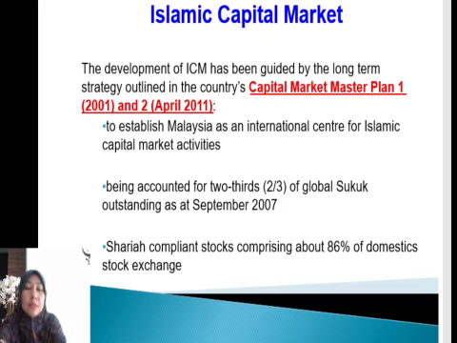So now, Islamic capital market. Just now we discussed conventional capital market. We have a bond and we have a stock, between a debt-based instrument and an equity-based instrument. So Islamic capital market. The development of Islamic capital market has been guided by the long-term strategy outlined in the country's plans. Basically, the capital market is under the purview of the Securities Commission, not the Central Bank of Malaysia. For sure, for Islamic capital market, the Securities Commission is under Bank Negara, but the Securities Commission is specialized to monitor the development and the practice of Islamic capital market in Malaysia.